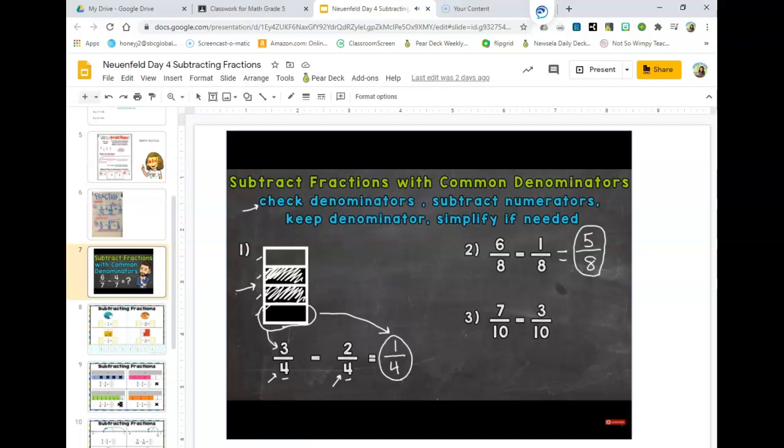Now number 3, we have 7/10 minus 3/10. So check our denominators. We have 2 10s there, so we're good to go. Subtract our numerators. 7 minus 3 is 4. Keep our denominator of 10 the same, and simplify if needed. So when we simplify, we look for any common factors between the numerator and denominator.